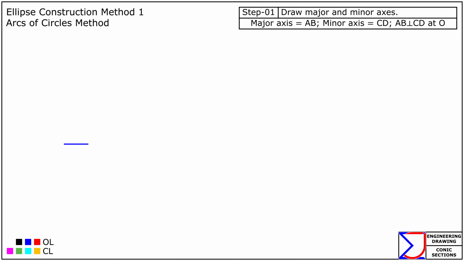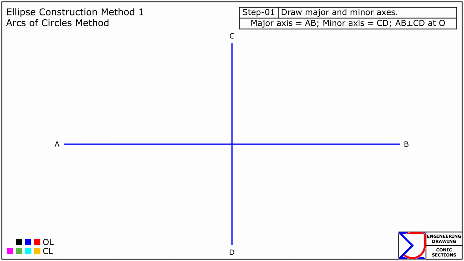First, draw the major axis, AB, and the minor axis, CD, of the specified lengths. Ensure that they bisect each other at right angles at the center point, O.